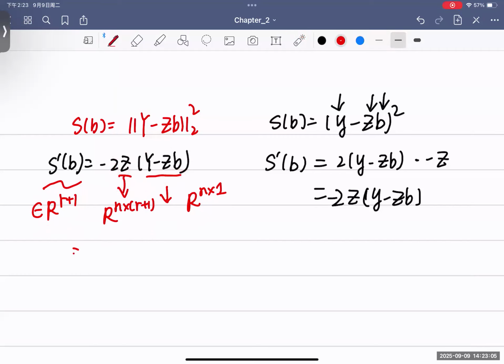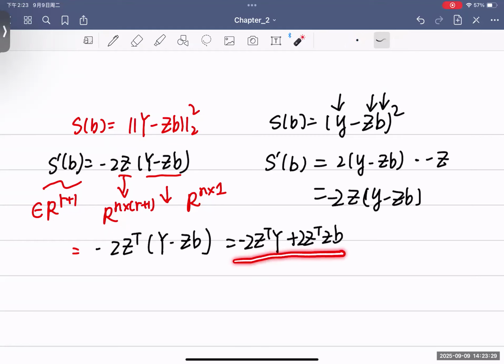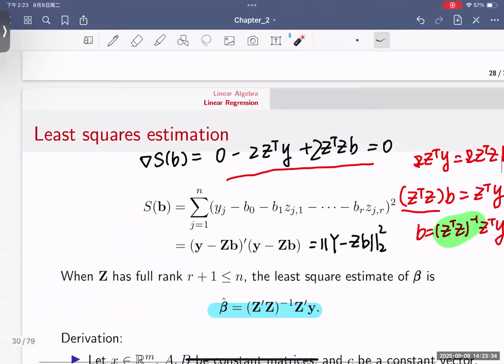It's just the transpose: z transpose times (y minus zb). So when you calculate this again, it's 2 times z transpose y plus 2 times z transpose z b, with the appropriate sign. So this trick can be used directly here, and it's just the same as our solution.